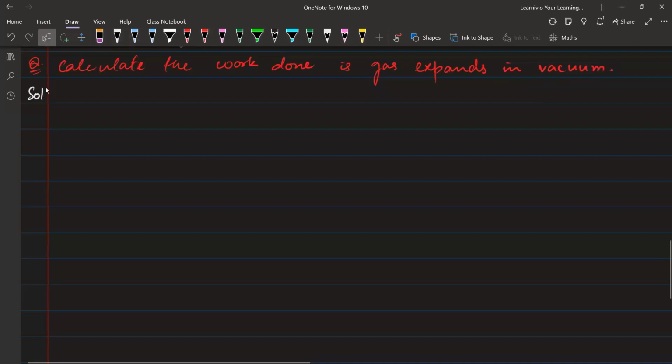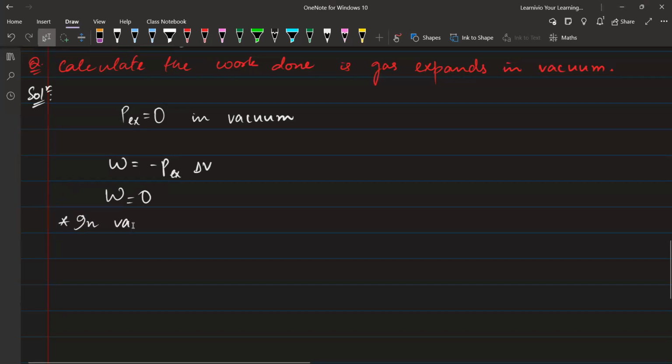So whenever you have vacuum, that means the external pressure will be equal to how much? Tell me guys. What will be the external pressure in vacuum? Think. In space, what is the pressure? When there is vacuum, what is the pressure? Yes, zero. So in vacuum, the external pressure is equal to zero, and W is equal to minus P external into delta V. No matter what the volume is that it expands to, the work done will be equal to zero. Okay?